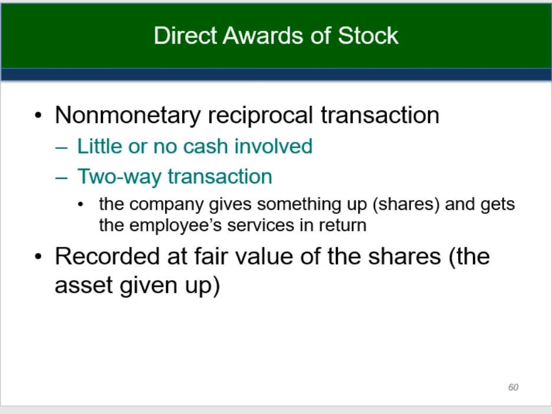For direct awards of stock, if you just give them shares, it's a non-monetary reciprocal transaction. There's no cash involved. It's a two-way transaction. The company gives up the shares and they get the employees' services in return. So the fair value of the shares would be recorded as the value of the services, so compensation expense. And so the debit would be compensation expense, the credit would be share capital.